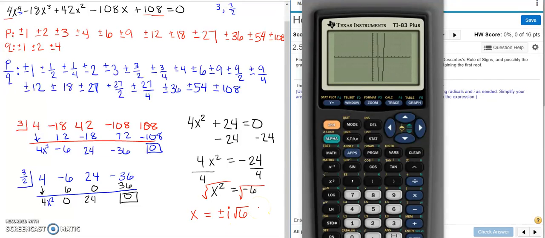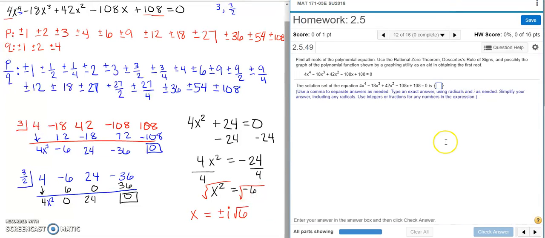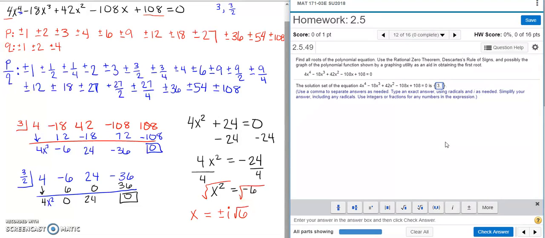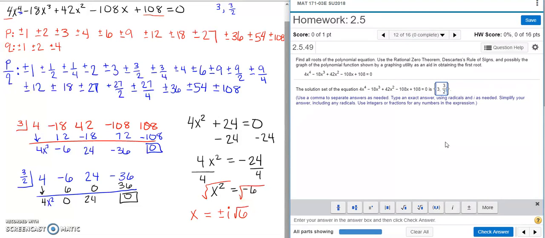I can't simplify 6 into something that uses perfect squares. If I could, I would simplify it, but there's no way to simplify that. So we're going to type our answers in over here. We've got 3, comma, 3/2, comma, we have i square root of 6, and we have negative i square root of 6. Okay, and that's going to be it.